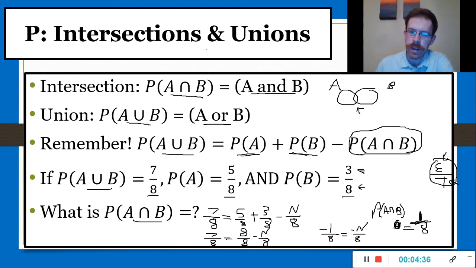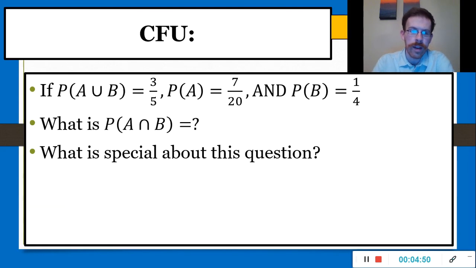And the way we got that is we combined the probability of our A and our B into one probability, subtracted it from the union. And the reason we are able to do all this is because everything is built into this equation. This equation is always true.